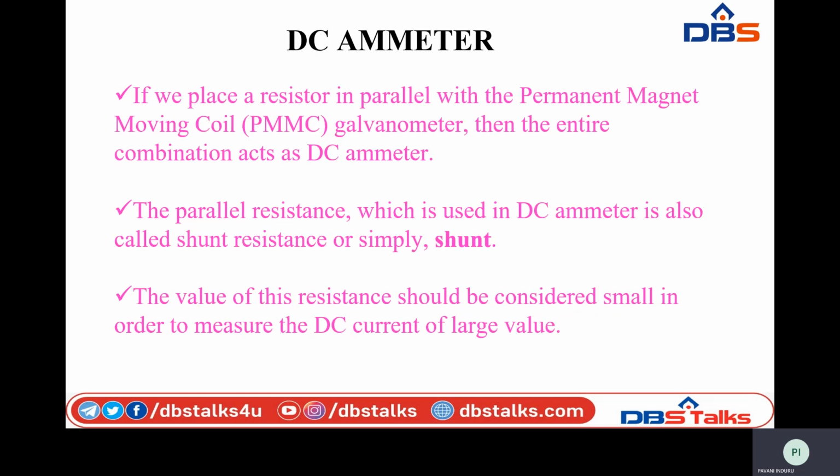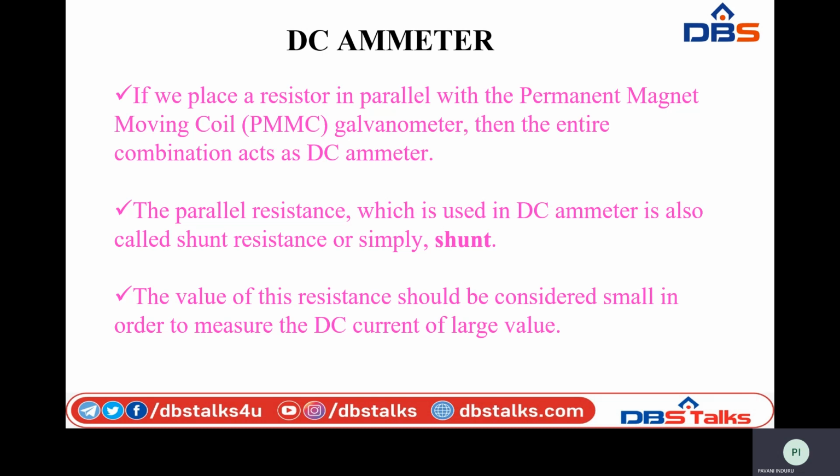So how can we construct the DC ammeter? For constructing a DC ammeter, we require simply two components. One is a permanent magnet moving coil galvanometer, another one is a parallel resistor. The permanent magnet moving coil galvanometer is an instrument which works on the principle of deflection. It consists of permanent magnets in it. Whenever current is passed through it, it deflects. It shows the full scale deflection so that the current can be measured with the help of this meter.